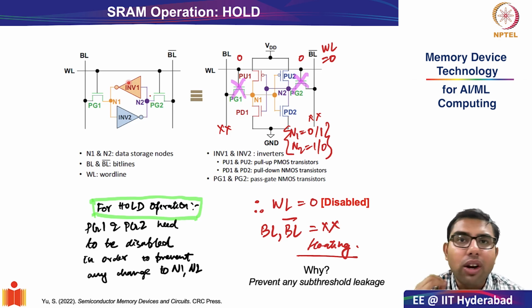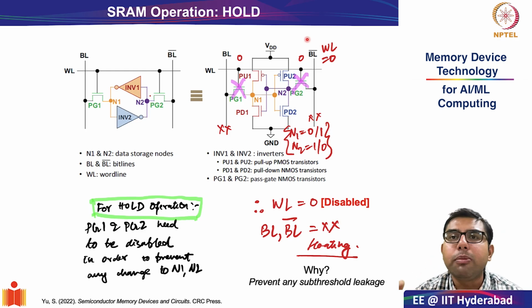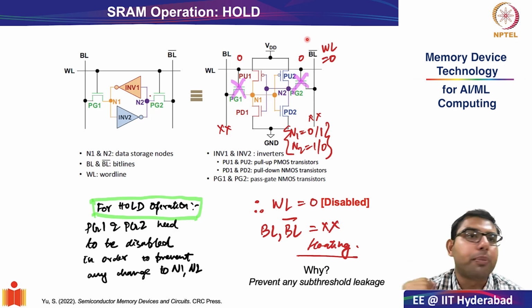Also, at the end of the last session, we saw the basic operation of hold, where whatever value is stored in nodes N1 and N2, you just want to retain it. So the philosophy is very simple. You decouple PG1 and PG2, which are your pass gate or access transistors, from your bit line and bit line bar, and this you do by deasserting the word line and keeping the bit lines floating. Why you kept the bit line floating was very simple. You want to prevent any subthreshold leakage.